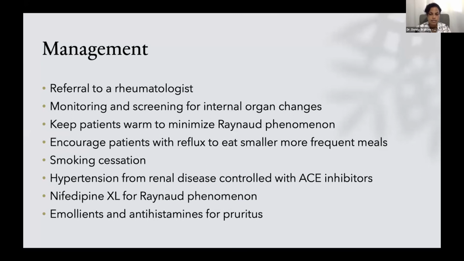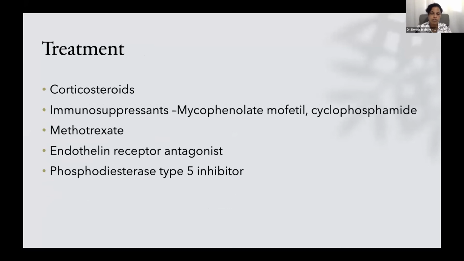Hypertension from renal disease can be controlled with ACE inhibitors. The Raynaud phenomenon can be treated with calcium channel blockers, such as nifedipine XL. Emollients and antihistamines can also be very helpful for the pruritus. We can treat these patients with corticosteroids. Usually we don't use high dosage corticosteroids in patients with scleroderma, so as not to precipitate a renal crisis. Immunosuppressants such as mycophenolate mofetil, cyclophosphamide, and methotrexate can also be used.